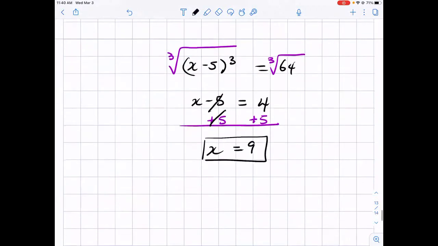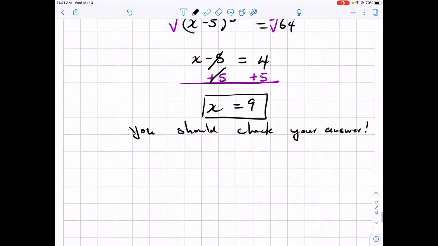Now remember, when you have roots, you should check your answer. Very important. So it is important to always check your answer, especially once we have roots and radicals and inequalities. These are very important things you have to check.